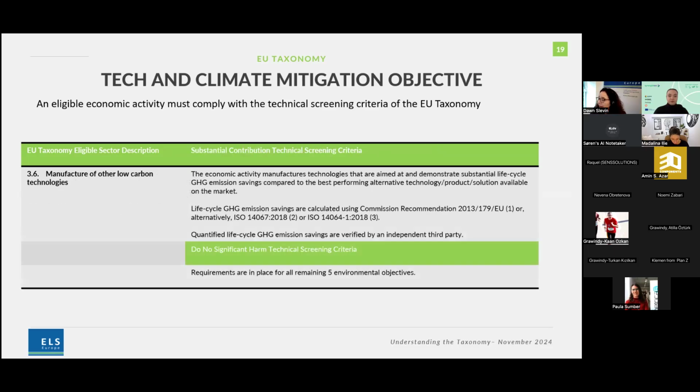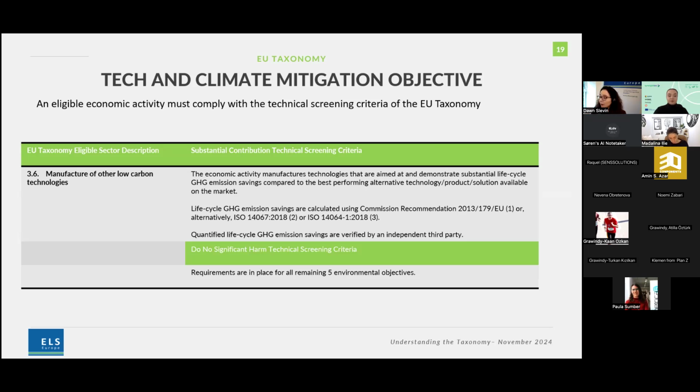And when you look at the technical screening criteria, I wanted to give you an example. So first of all, the economic activity manufactures technologies that are aimed at and demonstrate full substantial life cycle GHG emission savings compared to the best performing on the market. As part of that proof that a company is aligned, they would need to look at the best performing one on the market. And if there isn't one, then they make the case, well, we are the only performing one on the market.